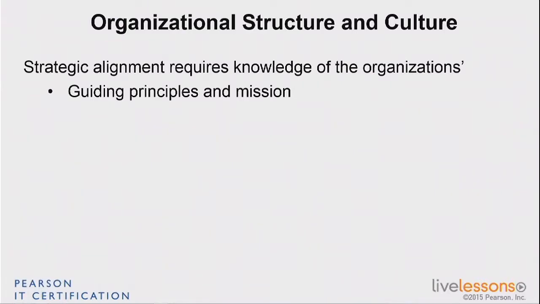But to strategically align your information security objectives with the organization, you really have to know a lot about the organization. And first you need to know about the organizational structure and the culture. So what do we need to know? Well, we need to know what the guiding principles and the mission are of the organization. We need to understand who the organization is and what they are looking to accomplish. That's the first thing that we have to understand if we're going to implement appropriate security measures.